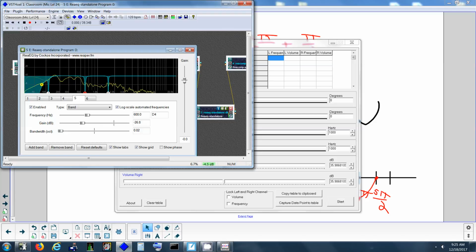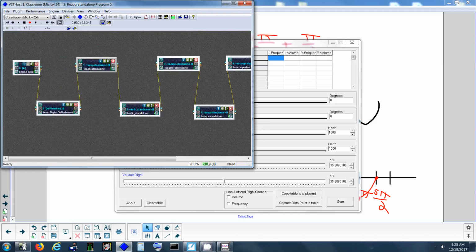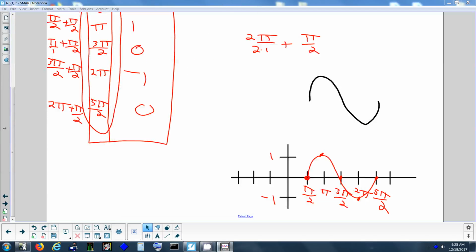And those are frequencies that are generally below 100 hertz. Okay? So we'll talk more about what those kind of frequencies would sound like, and I'll play some for you probably tomorrow. Okay, any questions on phase shift?